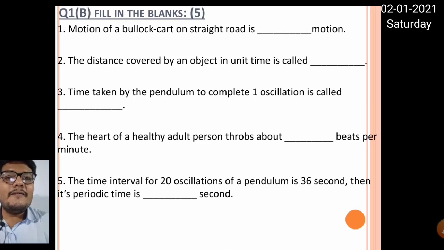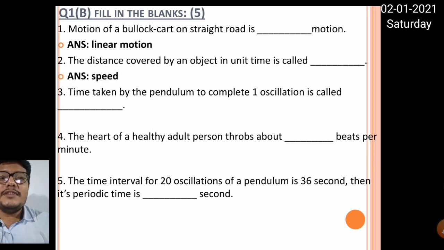Okay, now let's see fill in the blanks. Question number 1B. First one, motion of a bullock cart on a straight road is blank motion. Bullock cart on a straight road, so that is linear motion. Number two, distance covered by an object in a unit time is known as speed. Next, time taken by the pendulum to complete one oscillation is called time period or periodic time.